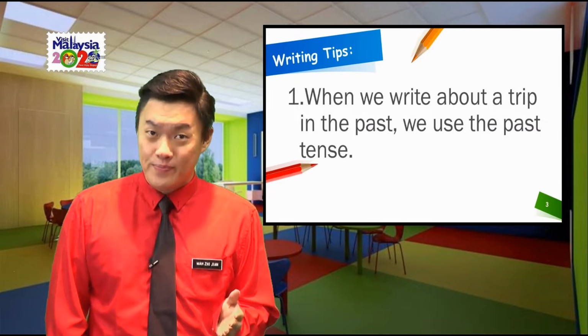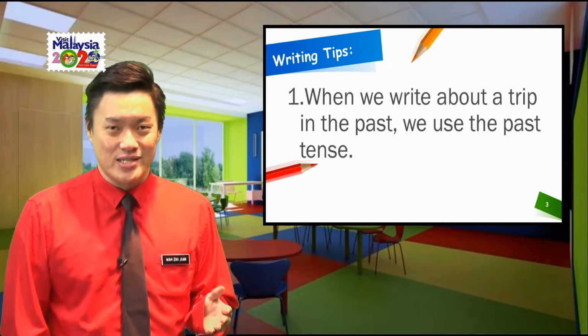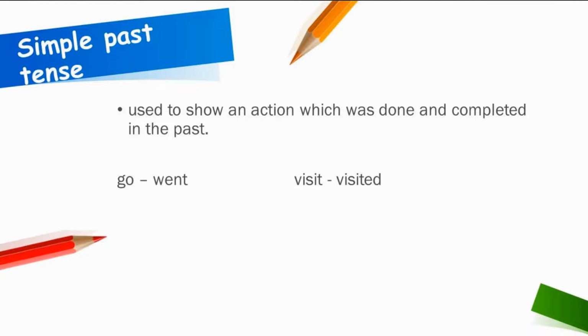Let's look at some writing tips on writing an email about a trip. Number 1. When we write about a trip, we use the simple past tense. When we are talking about a trip, we are describing an experience in the past. Maybe a trip that you went on last weekend, last month, or during the last holidays. So, we need to write using the simple past tense. The simple past tense is used to show an action which was done and completed in the past. For example, the past tense of go is went, and the past tense of visit is visited.